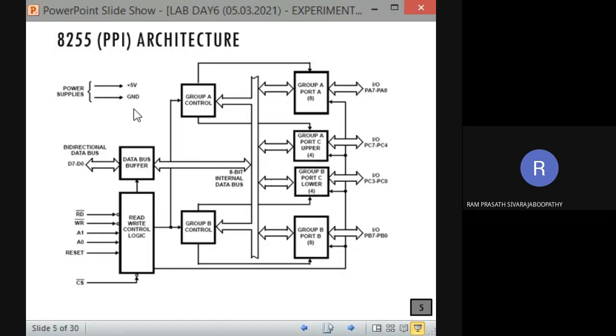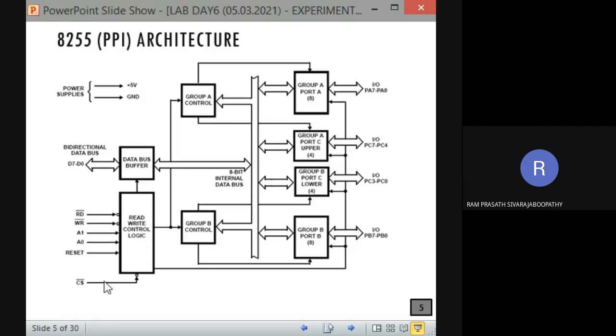Another 6 pins, edhukkaga use pannirukkaanga appadinu paatheenganna, read write control logic. So far we are discussing about the data bus, correct? So data bus D7 to D0 can be directly connected with the 8085 microprocessor data bus. Fine. Okay. What about this read write control logic? This is the very important block which is going to enable this data transfer operation. Fine. That's why it is termed as read write control logic. Please kindly understand what I am saying.